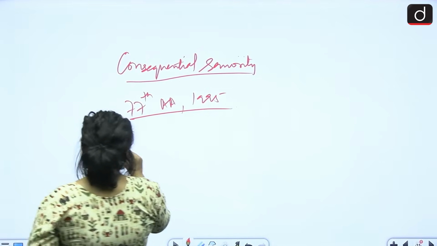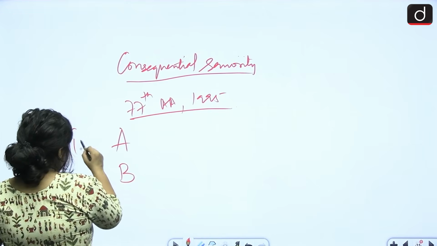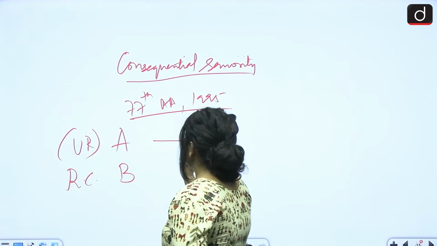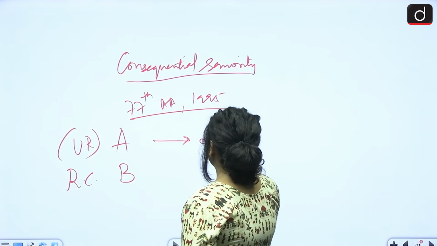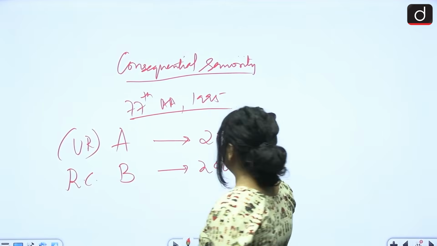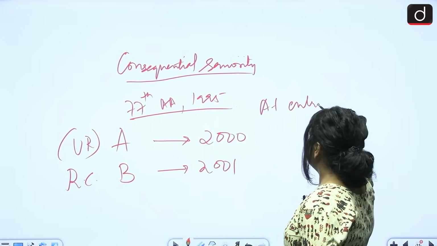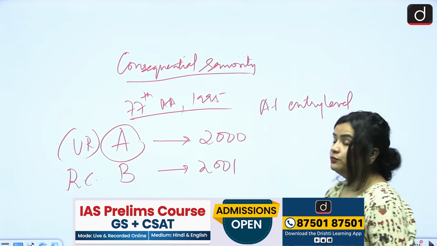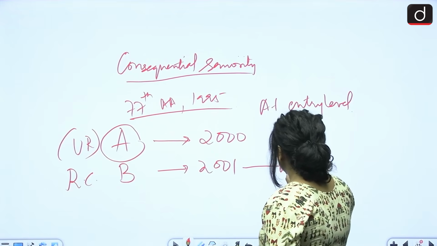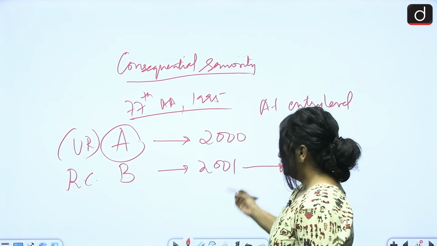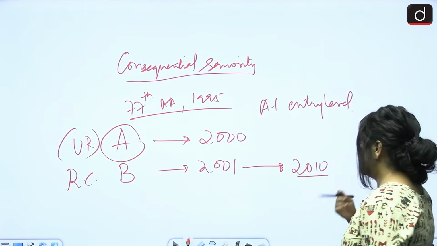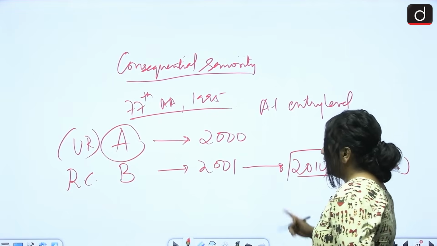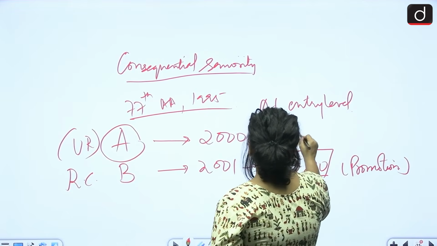Let's say there are two candidates, candidate A, candidate B. Candidate A is unreserved, candidate B is, let's say, reserved category, right? Candidate A joined service in 2000. Candidate B joined service in 2001. Now at the entry level, who is senior? Naturally, candidate A is senior. However, let's say promotions took place. Now candidate B was promoted in 2010 and this promotion took place by means of reservation. Okay, so promotion by reservation, and this candidate of the unreserved category was promoted in 2012.